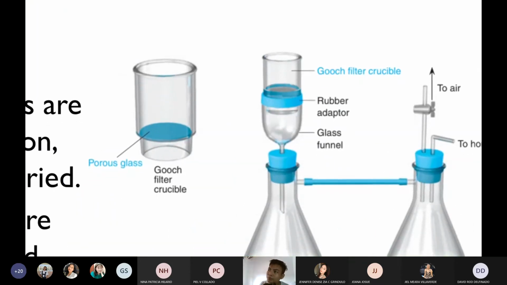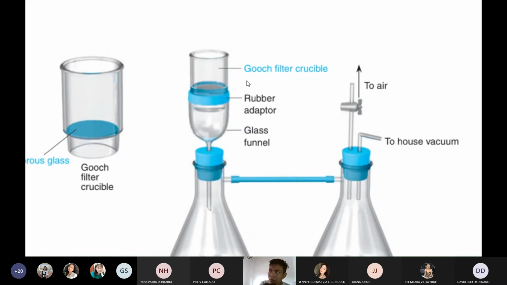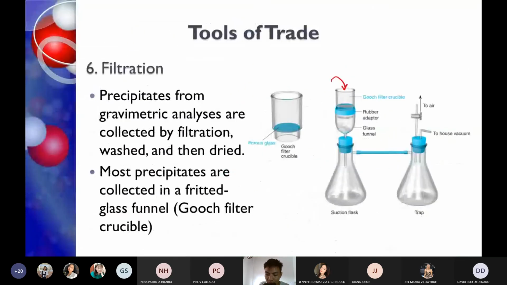Isa lang siyang container. Then at the bottom, meron siyang porous glass. Actually, may butas yung mga yan. No? Then, pwede mo yung lagyan ng filter paper. Okay? So, once andun na yung filter paper, pwede mo lagay yung precipitates dyan. Then, meron yan vacuum dito sa gilid. No? Pwede mo isak yung liquids. So, mapupull yung liquids from here, pababa, leaving the precipitates here. No? Matutuyo yung precipitates dyan because of the vacuum. Pwede mo yun i-connect sa vacuum or pwede rin naman sa another Erlenmeyer flask. So, ganun.